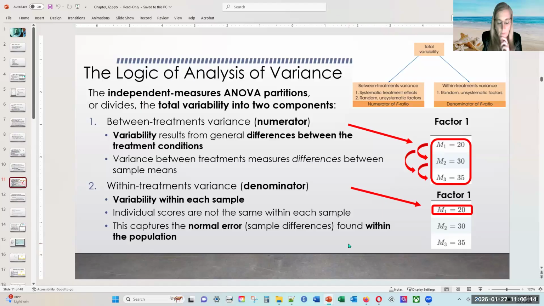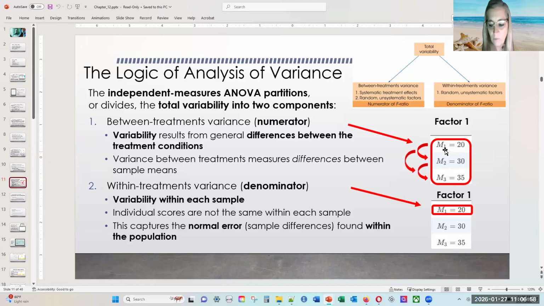All right, so let's look a little closer. The independent measures ANOVA partitions or divides the total variability into 2 components, between treatments and within treatments, just like I mentioned. With the between treatments, which is in the numerator, variability results from general differences between the treatment conditions or the sample means. Remember, the factor will have at least three conditions or 3 groups, and we're looking at the variance that exists between each of these groups.